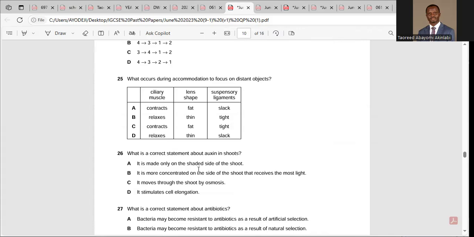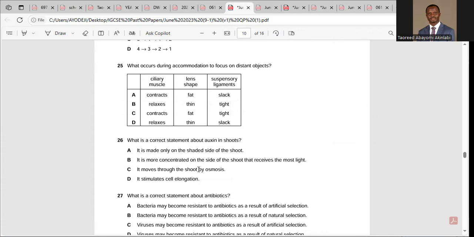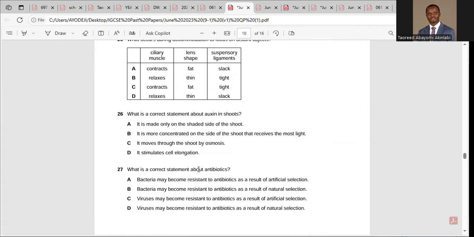For 26, what is the correct statement about auxin in shoots? Auxin is a growth hormone in plants, produced from the tip of the shoot, but it diffuses to the shaded part or the darker part of the shoot so that part can get longer and experience more cell elongation so that the plant can bend towards the direction of light. That means for question 26, the correct option there is option D. It stimulates cell elongation.